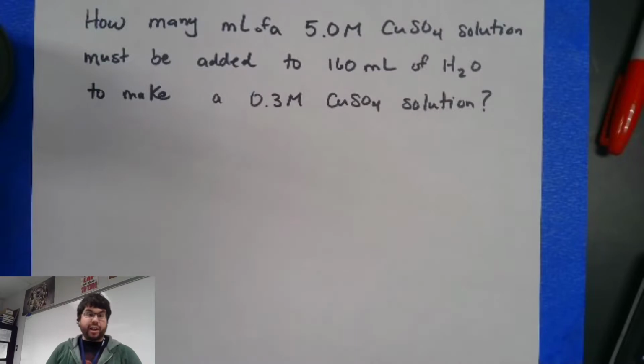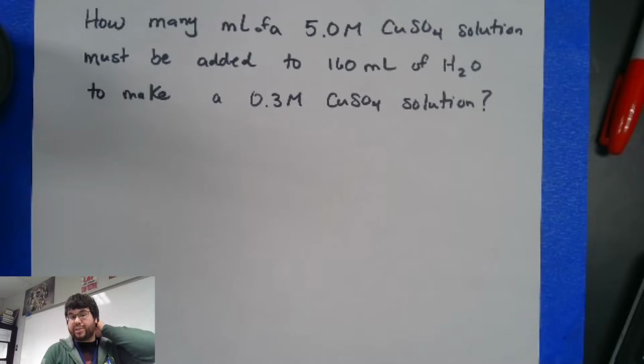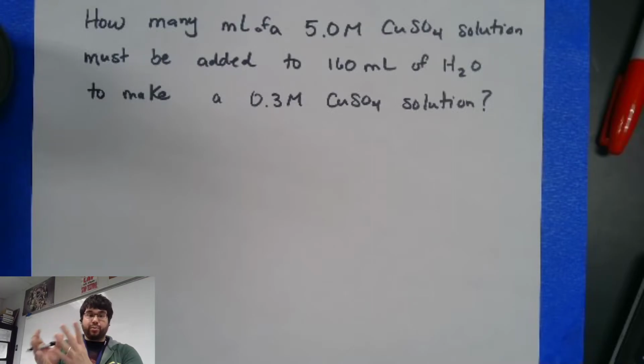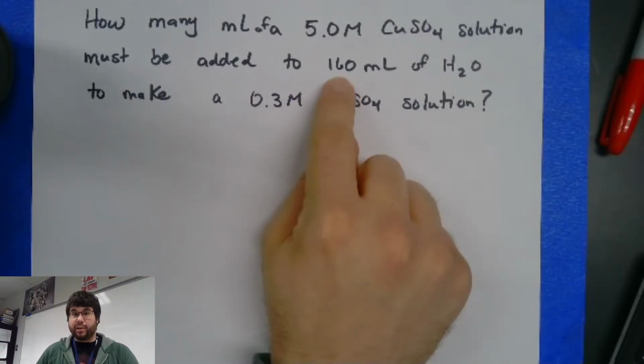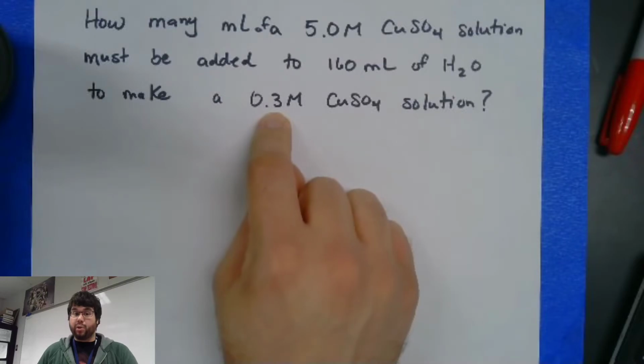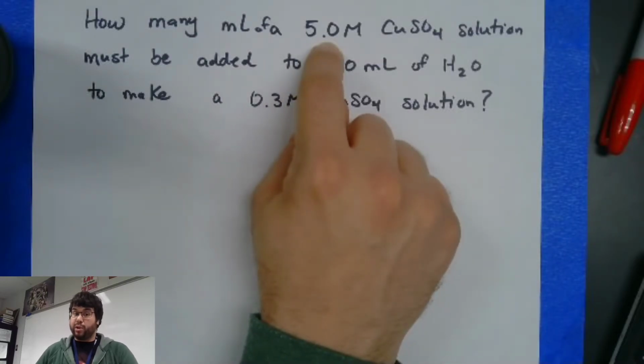Kind of messed up with writing this one, but I think you get the idea. How many milliliters of a 5 molar copper sulfate solution must be added to 160 milliliters of water to make a 0.3 molar copper sulfate solution? Okay, so in this question, they're asking us: I've got this really concentrated 5 molar solution, and I want to make a new solution that has a volume of 160 milliliters at a concentration of 0.3 molar. And I need to use this original solution to make that.